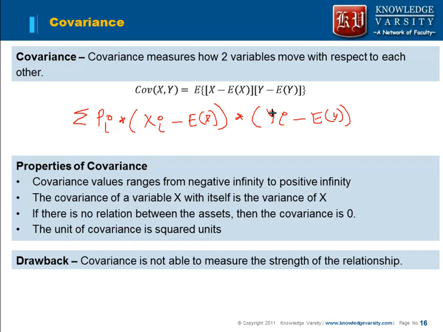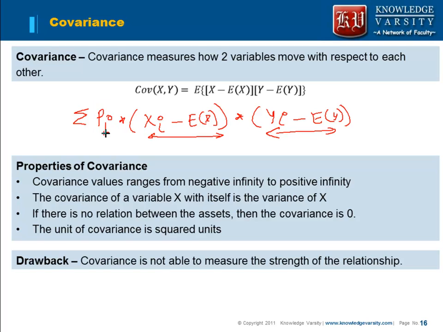So pi into xi. Now what it means is the deviation of x, when x is deviating with this probability, what is the deviation of y? Or with this probability, what are the deviations of x and y? So this is one way to get the covariance, right?